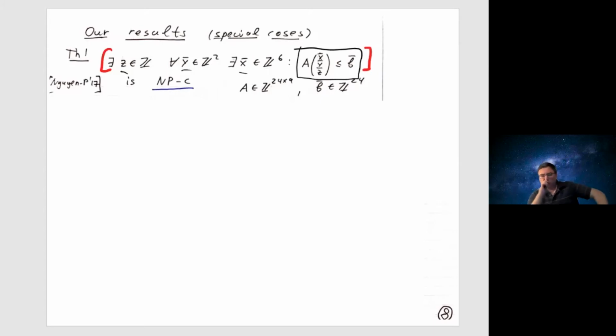Now that should be mildly surprising, so let me tell you why. The whole matrix here has finite size. We're talking about in total 24 times 9 plus 24, so 240 numbers in the input. You see what I mean? Somehow the whole NP-completeness is sitting in these numbers.